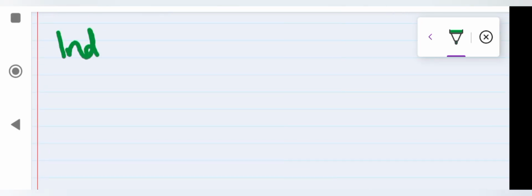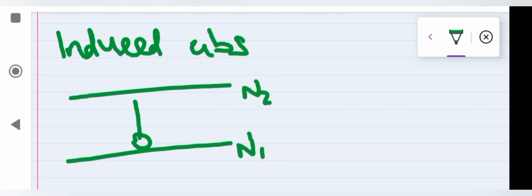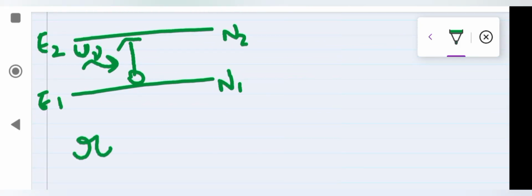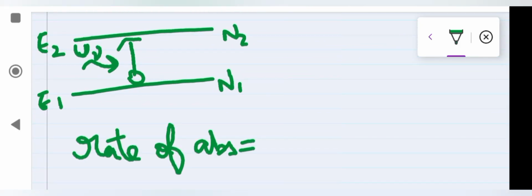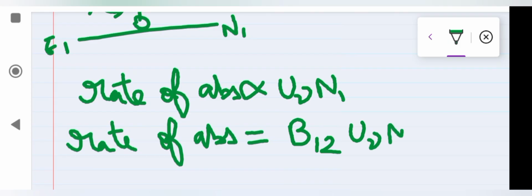So let's quickly begin. First is induced absorption. This we have already seen in the previous videos. It's going from energy level E1 to energy level E2, and here energy U nu is provided. Here we have to know that the rate of induced absorption is directly proportional to U nu. If more energy is provided, then more absorption, more electrons will go up, and also more N1 should be there. So to remove the proportionality, I will write rate of absorption equals B12 U nu N1. This is Einstein's coefficient of induced absorption.